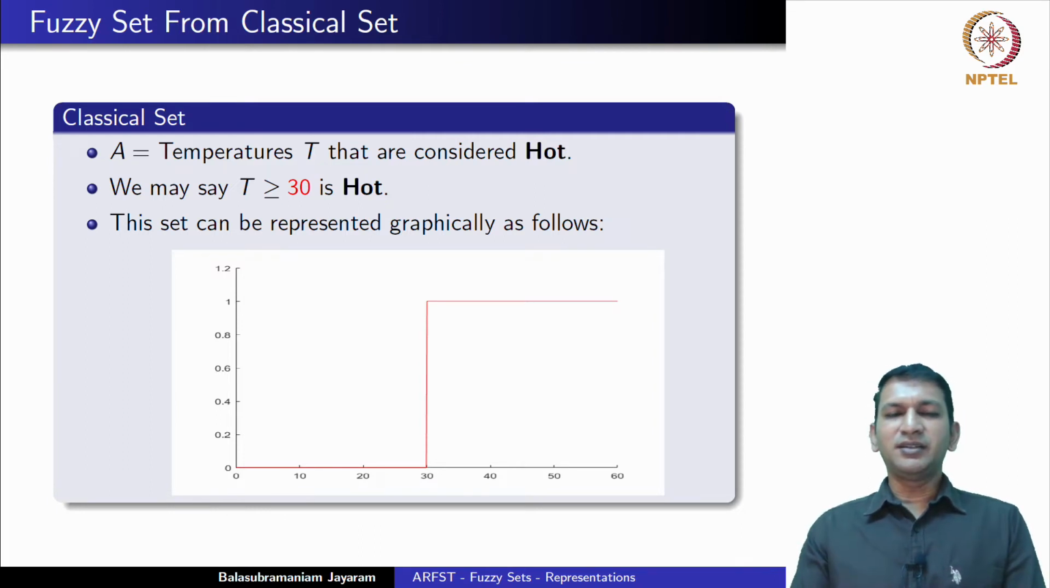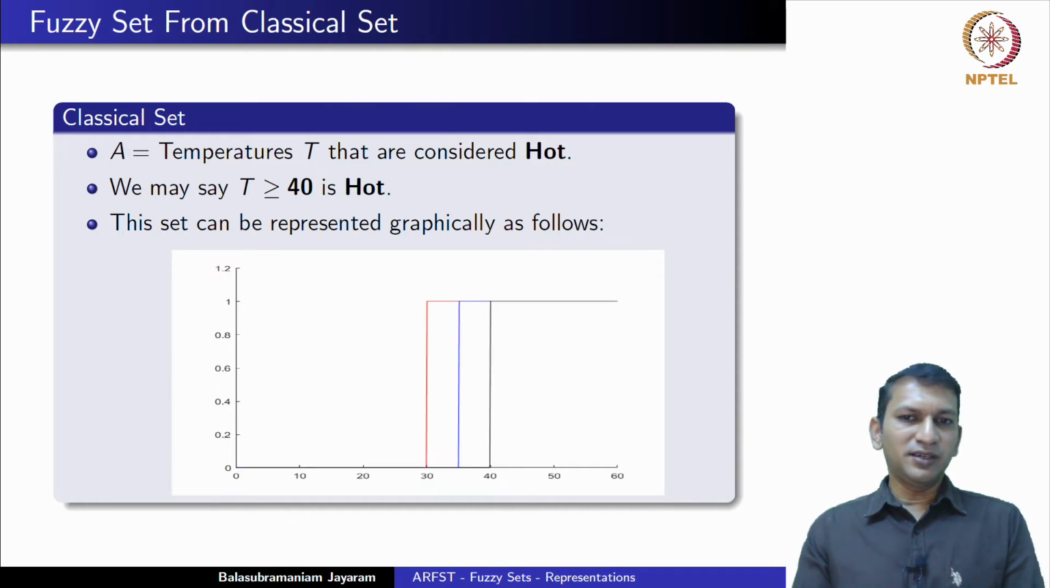Somebody might contend this and say, no, perhaps 35 is the one that we should be looking at. That means we should threshold at 35. So in the case of representing hot with a threshold at 35, the characteristic function would look like this. Yet another person might come and say, no, for me 40 degrees is hot and nothing less than that. In that case, the characteristic function would look like this.